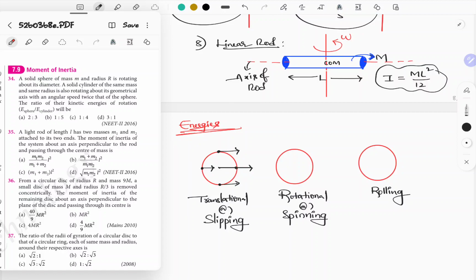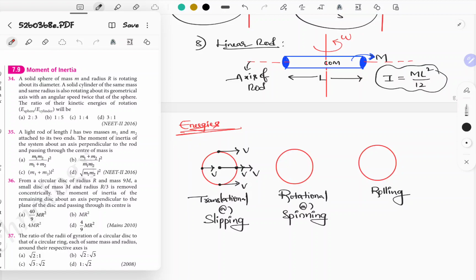Let me consider the center of mass of these objects. The center of mass is having, let's say, velocity v. The particle at this point is also having velocity v. So each and every particle at any position will be having the same velocity, and that is equal to v.